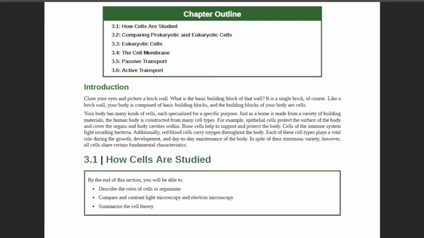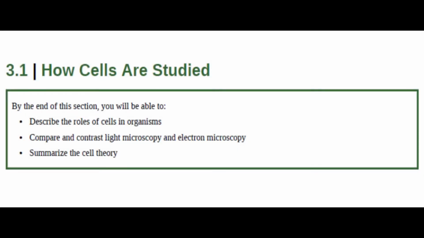Each of these cell types plays a vital role during the growth, development, and day-to-day maintenance of the body. In spite of their enormous variety, however, all cells share certain fundamental characteristics. 3.1. How cells are studied. By the end of this section, you will be able to describe the roles of cells in organisms, compare and contrast light microscopy and electron microscopy, and summarize the cell theory.